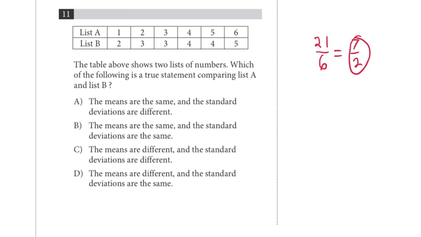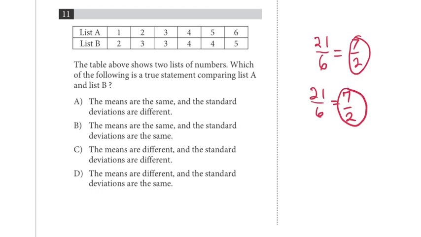Now we're going to look at list B and do the same thing. And we have 2 plus 3 is 5. 5 plus 3 is 8. 8 plus 4 is 12. 12 plus 4 is 16. And 16 plus 5 is the same 21. And now we have the same mean of 7/2. So the means are the same.